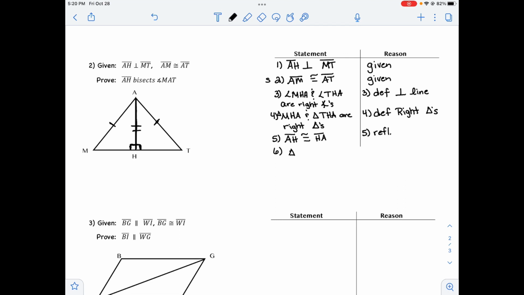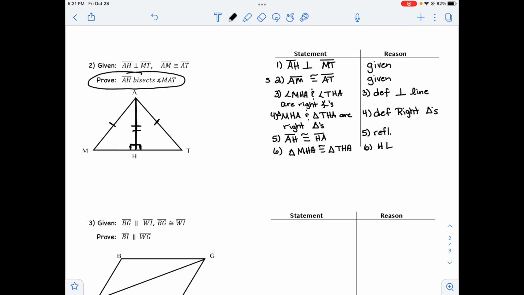So triangle MHA is congruent to triangle THA because of hypotenuse leg. Now we have proven that they are congruent triangles. Now, that's not where we stop, because it asks us to prove that something bisects an angle. So we've got to look a little bit deeper.